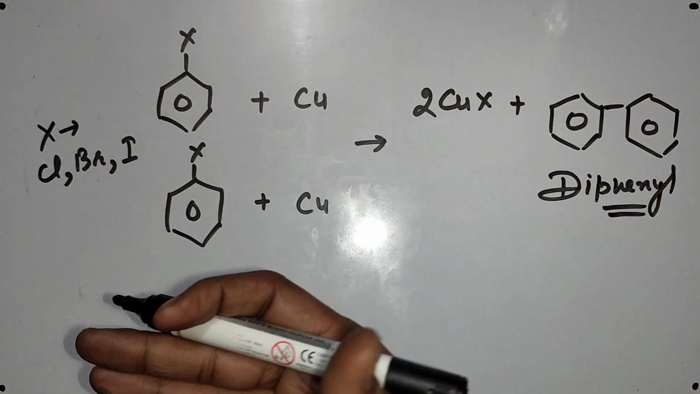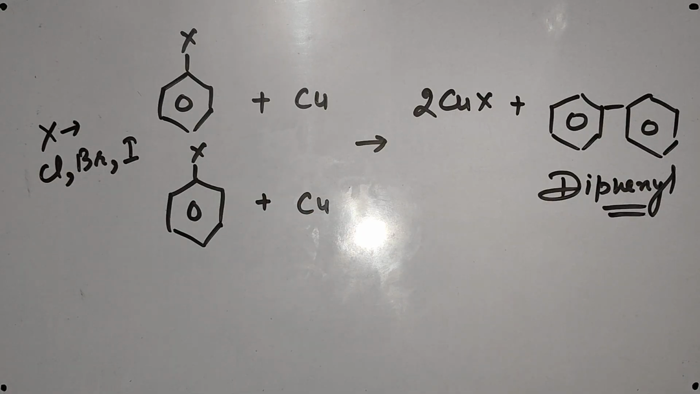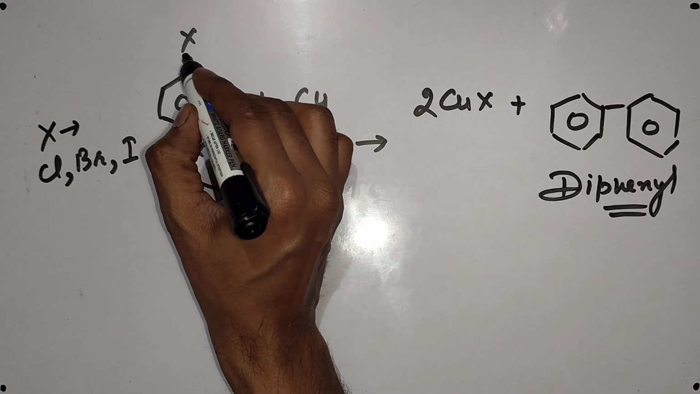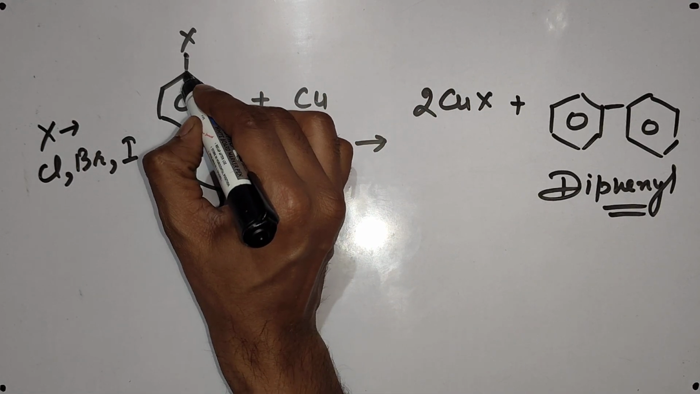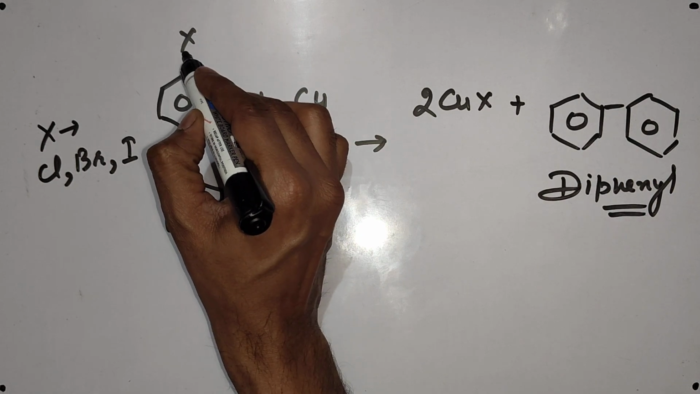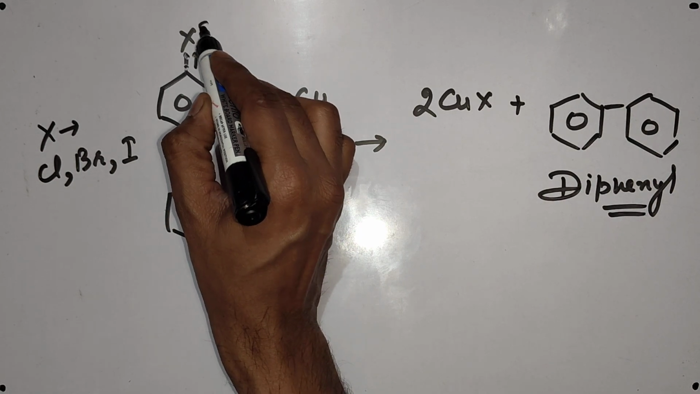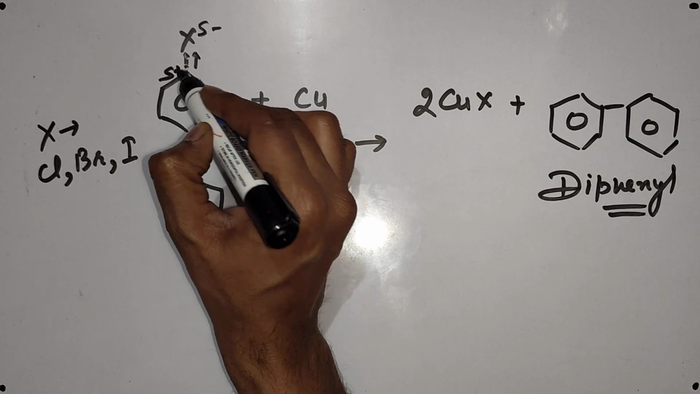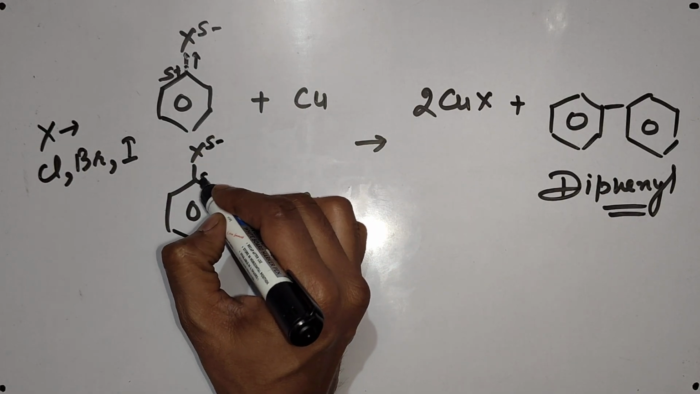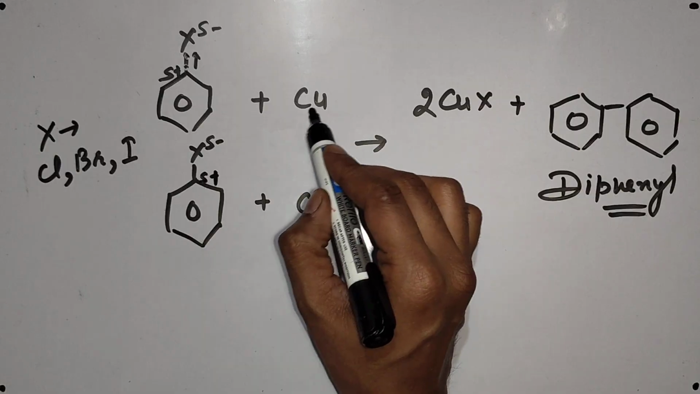First, in a simple way, we can learn it because mechanism is not in the syllabus of 12th class. So we should have a technique to learn it directly. X is connected to carbon. Between X and carbon, X is more electronegative, so the electrons are toward X. That's why X is negative and carbon is positive. Similarly here, X is negative and carbon is positive.